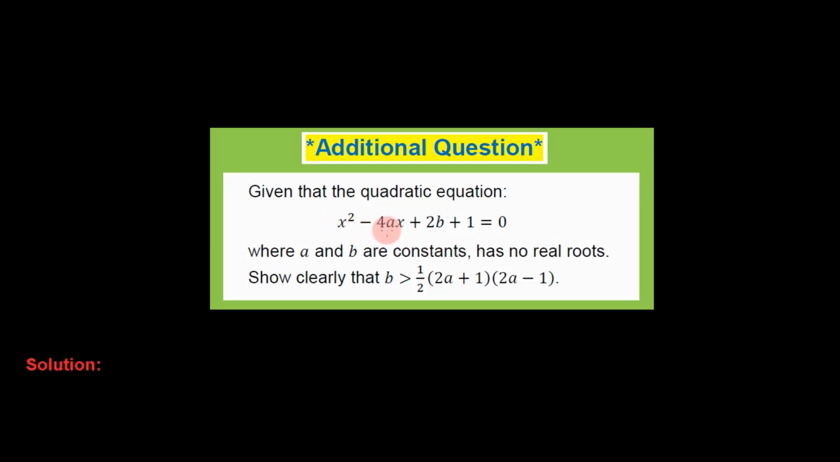Let's look at this additional question. We are given this quadratic equation where a and b are constants, and we are also told that this equation has no real roots. So the roots are non-real, and we need to show that this inequality holds. So let's have a look at it.